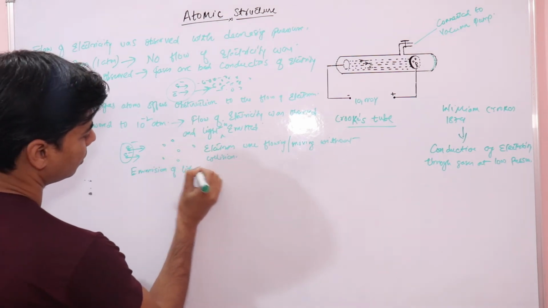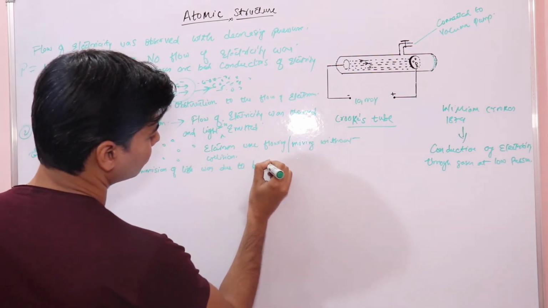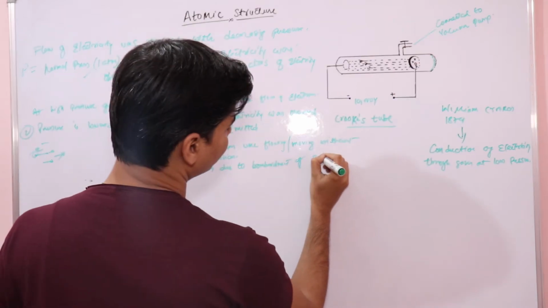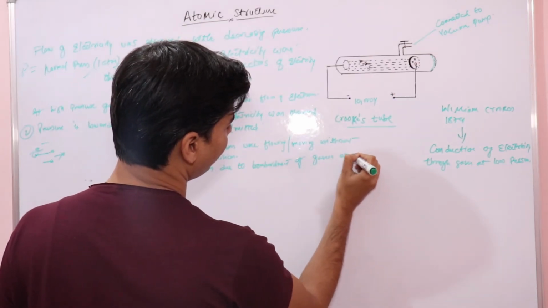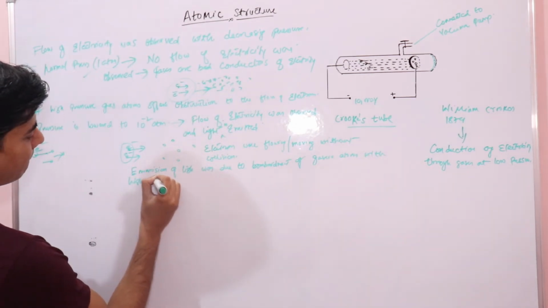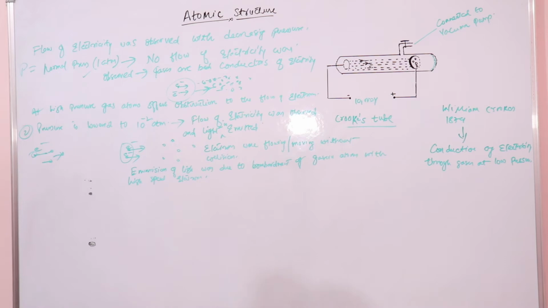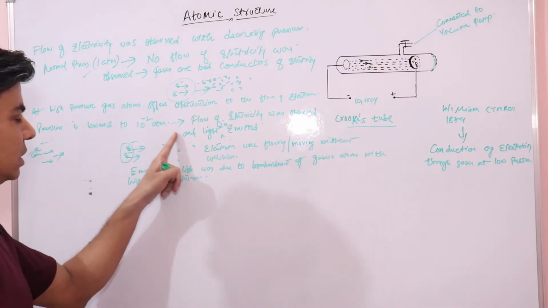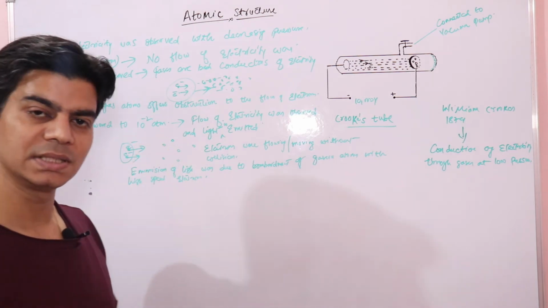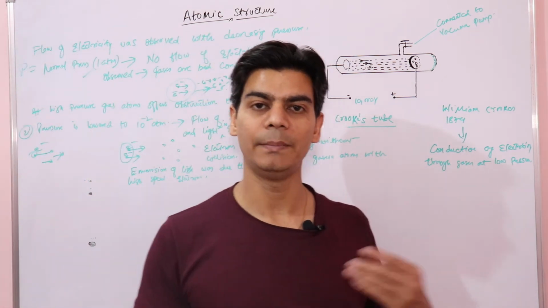So the reason for the emission of light was the bombardment of gaseous atoms with high speed electrons. When these high speed electrons collide with or bombard these gaseous atoms, the atoms get excited. When these gaseous atoms get excited, they will emit light.